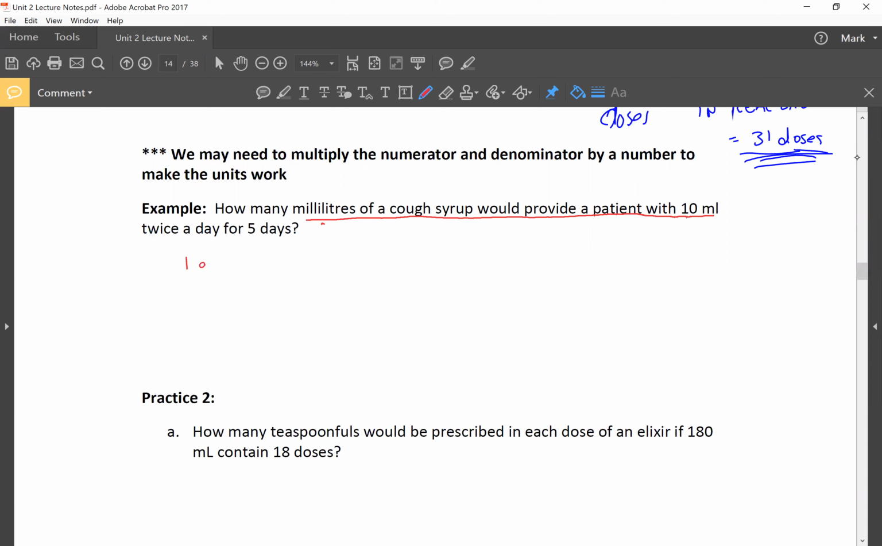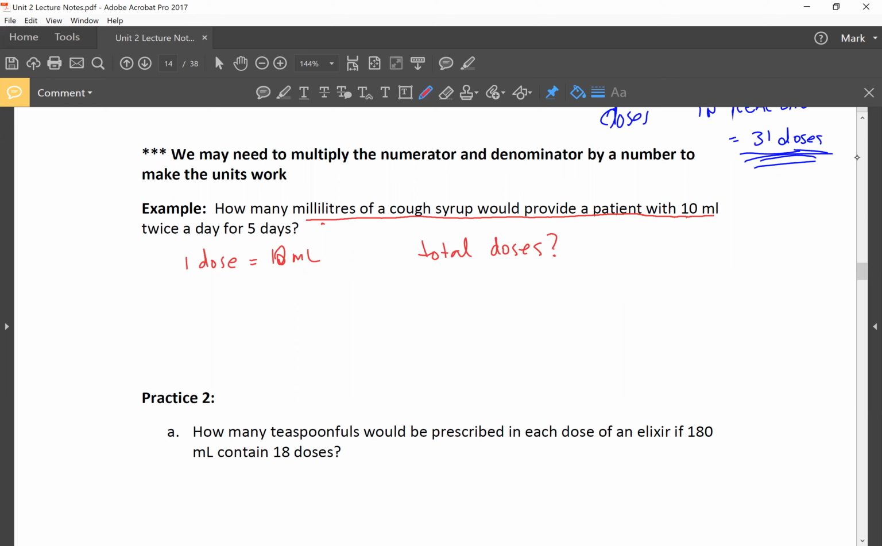So one dose is equal to 10 milliliters. Okay, so that's pretty straightforward. Every time you take this medicine, you're taking 10 milliliters. But the question is what is the total doses? Okay, this patient is taking 10 milliliters twice a day for 5 days.